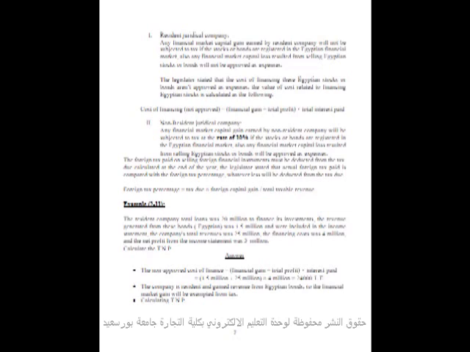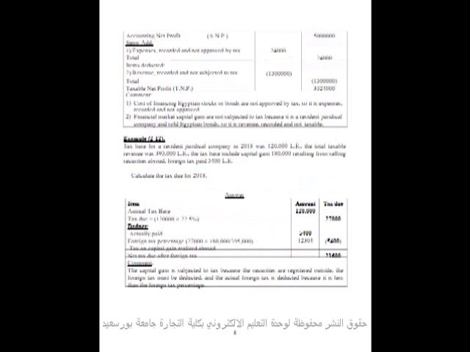According to the given, the capital gain is equal to 1.5 million divided by the total revenue, which is equal to 25, multiplied by the interest paid according to the given, 4 million, so it will give me 24,000. The 24,000 is considered as an expense not approved by the tax. The company is registered and gained revenue from the Egyptian stock market, so the financial market capital gain will be exempted from the tax. Let's go ahead and calculate the TMB.